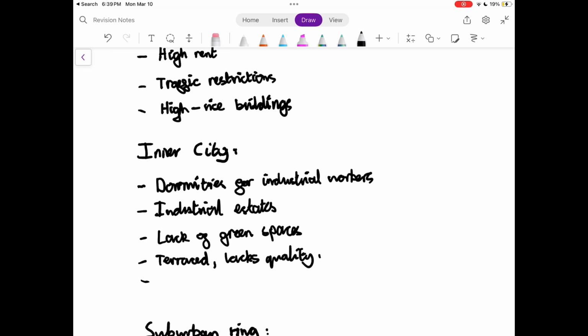And finally, in this area, there may be a high population density, and this is because people may want to live near the industrial parks. So therefore, if they live closer to it, then they'll need less time to commute to them.